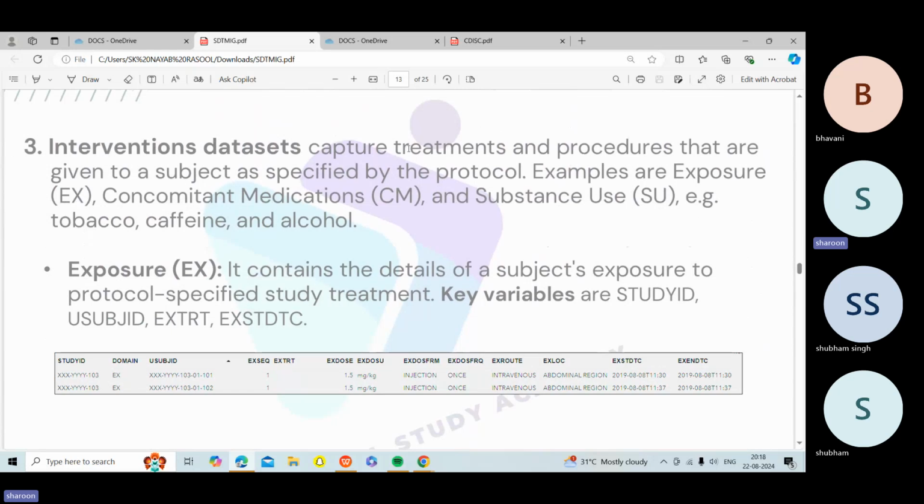Interventions datasets capture treatments and procedures that are given to a subject as specified by the protocol. Examples are exposure, concomitant medications, and substance use. Example: tobacco, caffeine, and alcohol. Exposure contains the details of a subject's exposure to protocol specified study treatment. Key variables are study ID, USUBJID, EXTRT, EXSTDTC.